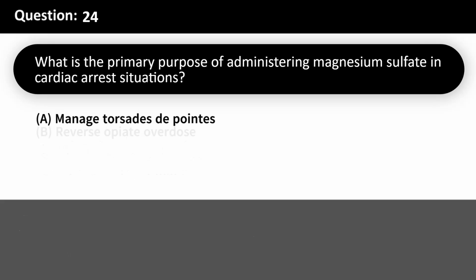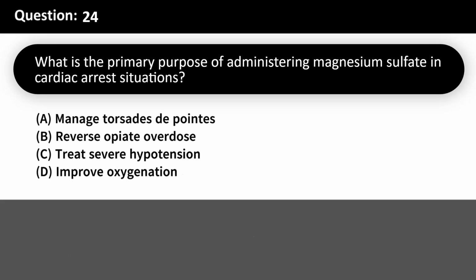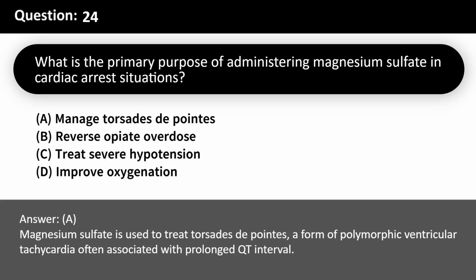What is the primary purpose of administering magnesium sulfate in cardiac arrest situations? A. Manage torsades de pointes. B. Reverse opiate overdose. C. Treat severe hypotension. D. Improve oxygenation. Answer: A. Magnesium sulfate is used to treat torsades de pointes, a form of polymorphic ventricular tachycardia often associated with prolonged QT interval.